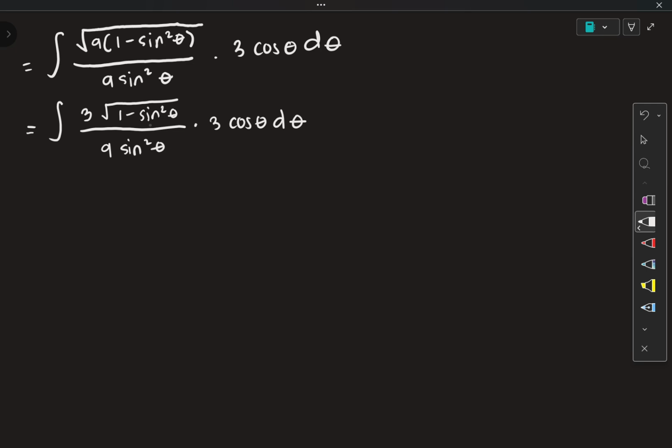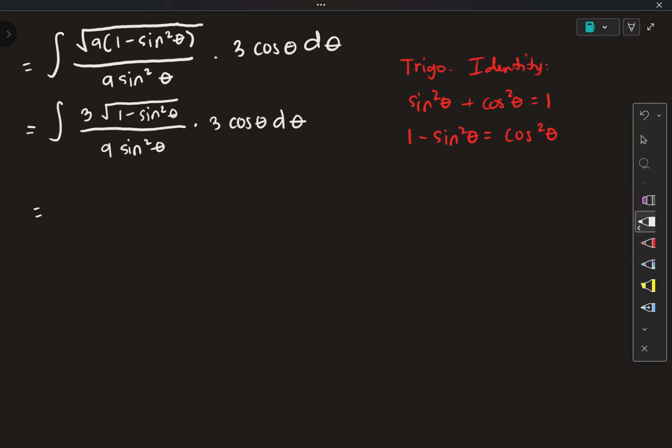Let us try to simplify this part here, the 1 minus sine squared theta. If you remember the trigonometric identity, the Pythagorean identity, we have sine squared theta plus cosine squared theta is equal to 1. Therefore, 1 minus sine squared theta is equal to cosine squared theta.